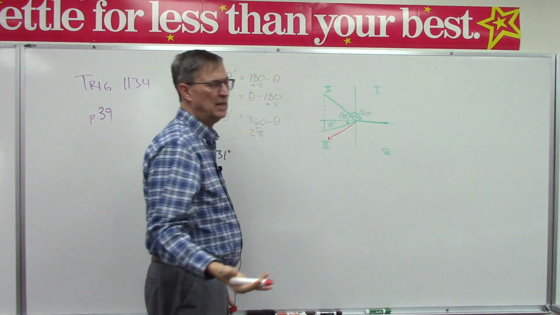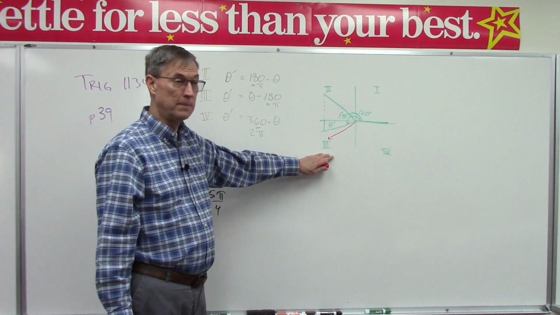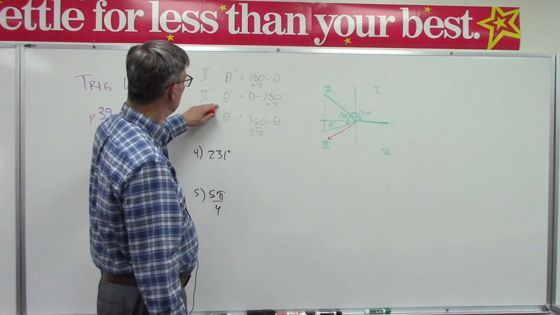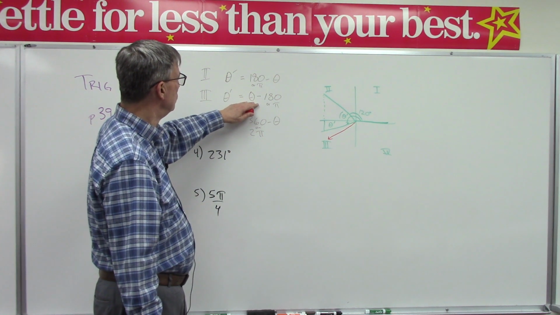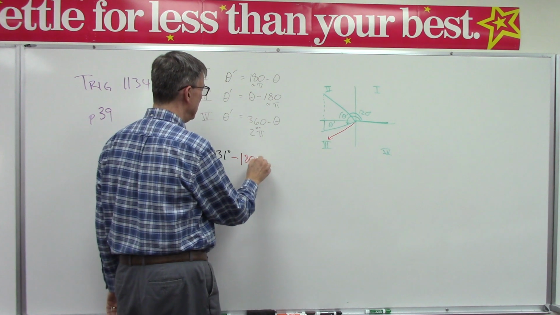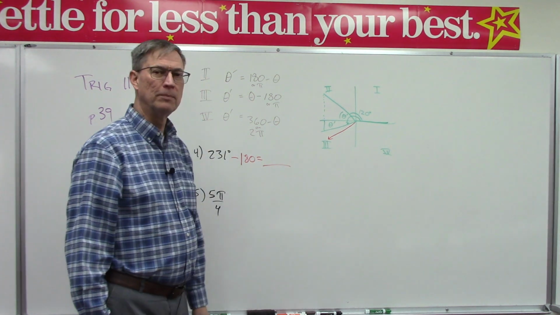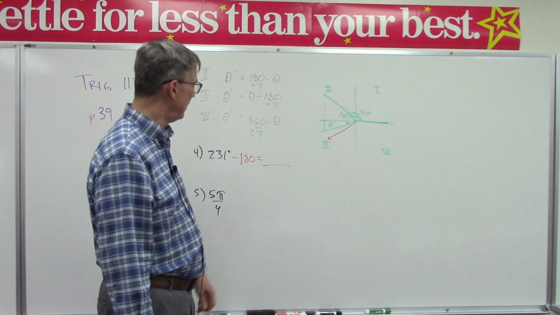It doesn't matter exactly where it is. We just need to know it's in quadrant 3. Once you know that, we look up at the chart and we say, aha, I'm going to do 231 minus 180, and then I'll have my answer. I'm not going to finish it for you. You can finish it yourself, but we have it set up now, okay?